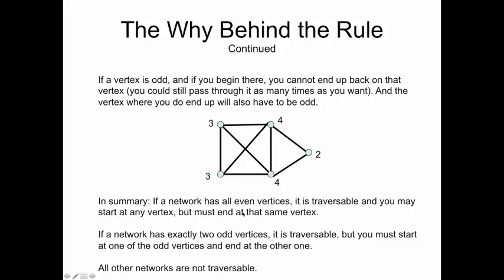In summary, if a network has all even vertices, it is traversable, and you may start at any vertex, but you must end at that same vertex. If a network has exactly 2 odd vertices, it's traversable, but you must start at one of the odd vertices and end at the other one. Any other kind of network is not even traversable. So go back and look at the other examples and see if they agree with what we have just summarized.